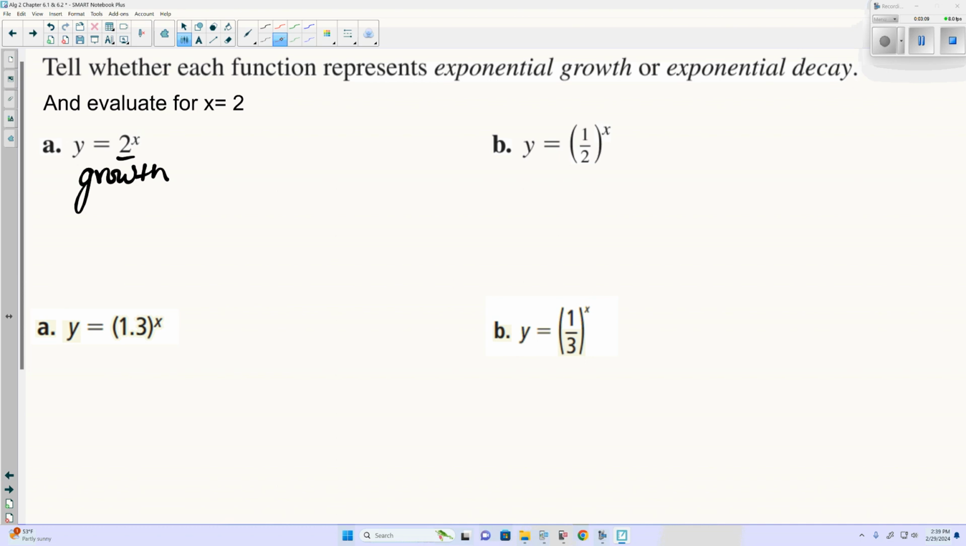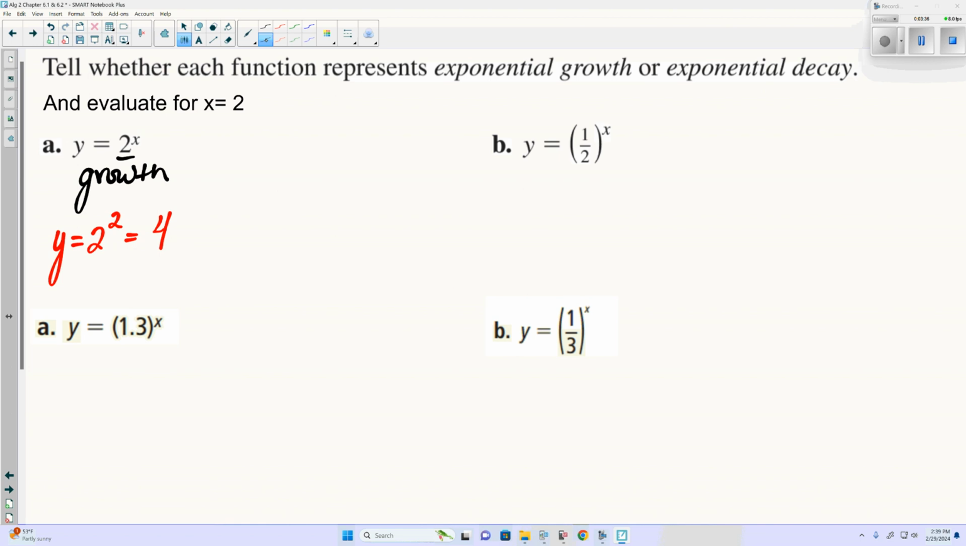Now it wants us to evaluate this for when x is 2. So we have 2 to the x. Well, we're going to replace that x value with 2. So we're saying 2 squared, which is 4. That's it. Questions on this here?